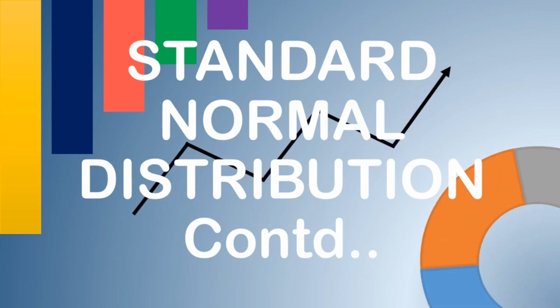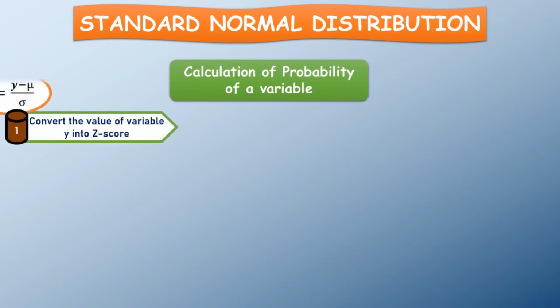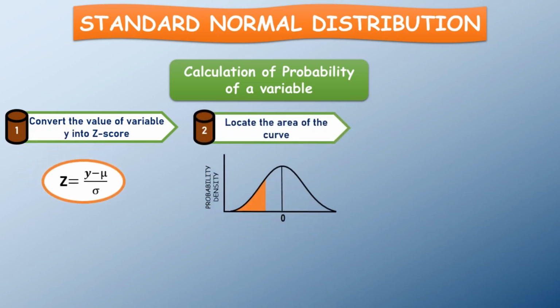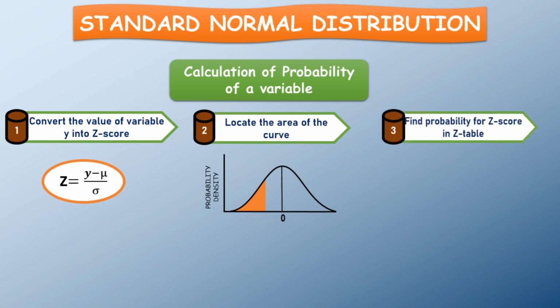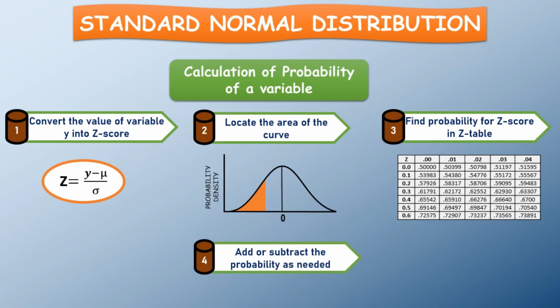Today, in continuation with the previous video, we are going to discuss a few more examples where we will calculate the probability of a variable in accordance with the standard normal distribution. In the previous video, we discussed the steps to calculate the probability, where step 1 required the conversion of the variable into z-score. In step 2, we marked the area of the z-distribution curve. Step 3 was to find the probability value for the z-score in the z-table. And the last step, step 4, was done on a need to do basis where probability was added or subtracted.